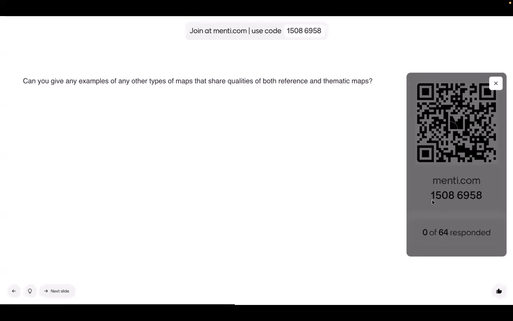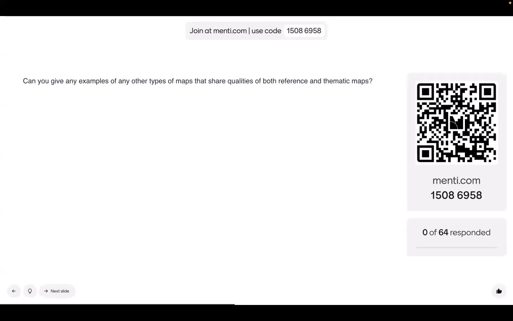Back to the Mentimeter. Can you give any examples of any other types of map that you think share qualities of both reference and thematic maps? I realise that we might have a few beginner users in the themes of GIS and mapping data. So if you're not familiar with any types of maps, that's absolutely fine. But I'll give this 30 seconds to a minute. If anyone's feeling confident, whack them in, and if not, I'll run through some examples and what types of map share these themes.